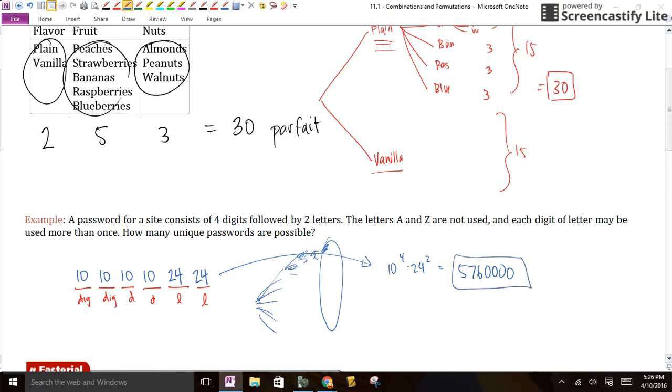So just by giving you 4 digits and 2 letters, and we ask you to make a password, you could make that many passwords. All right, let's give you a question, and I'll see you after the break.